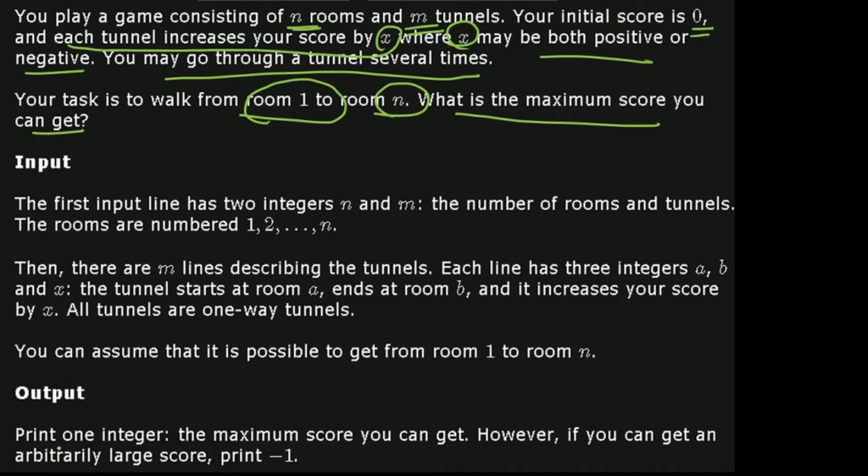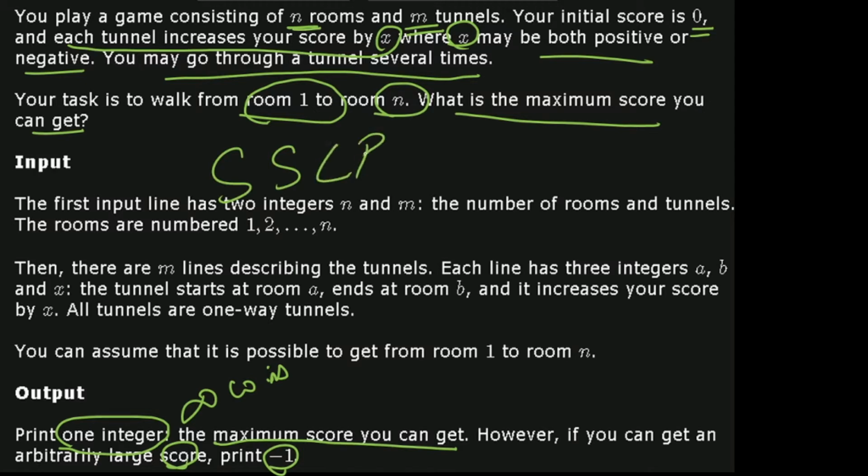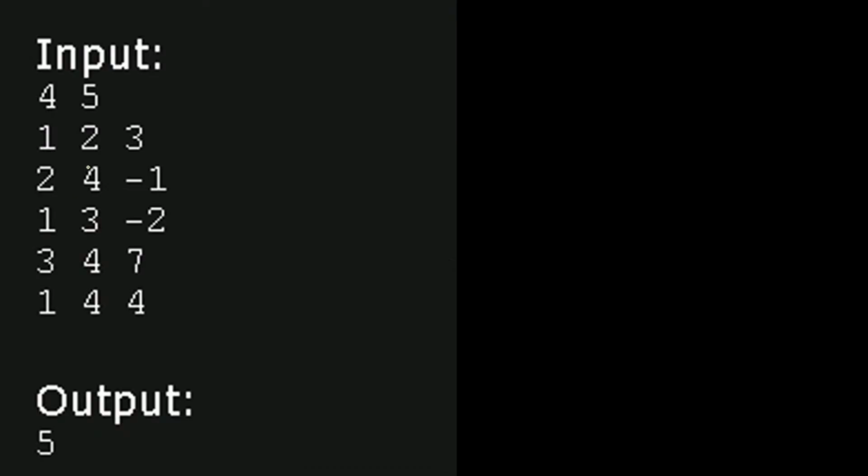So we are supposed to print one integer, that is the maximum score we can accumulate. And if our answer is arbitrarily large, that means it is an infinite number of coins, then we are supposed to print -1. I hope that makes sense. So this is a single source longest path algorithm problem. Let's see how we can solve it, but before that, a test case.